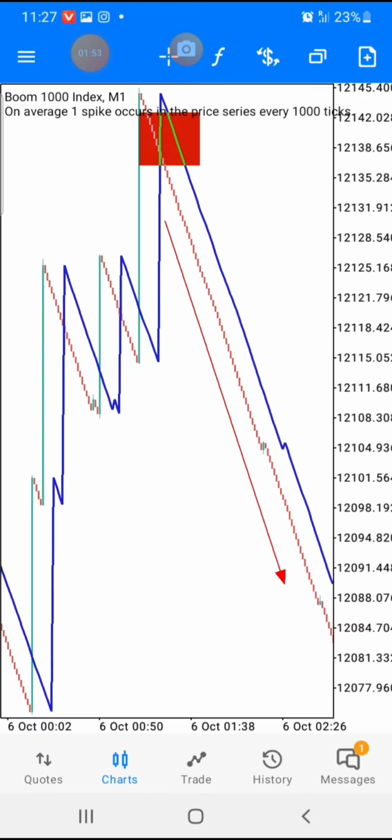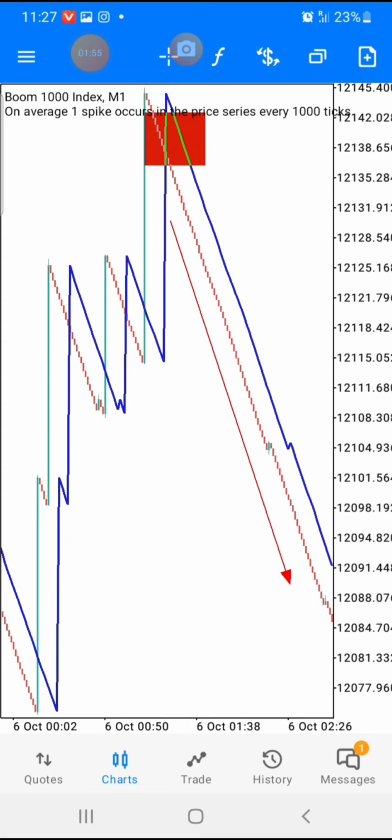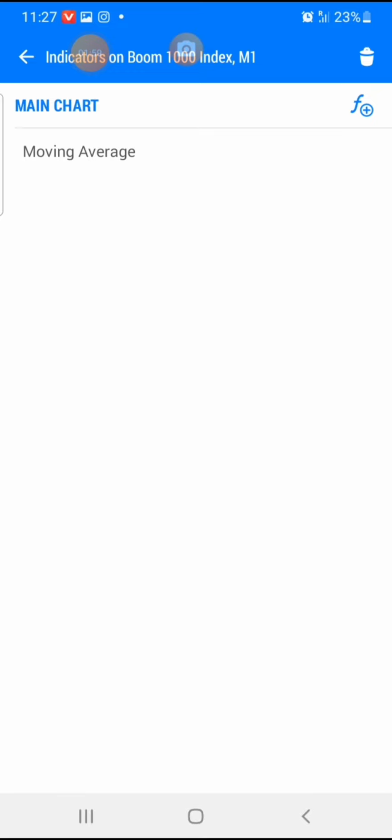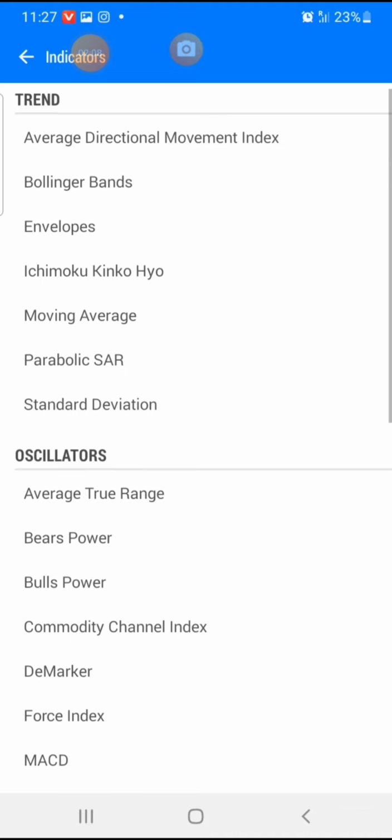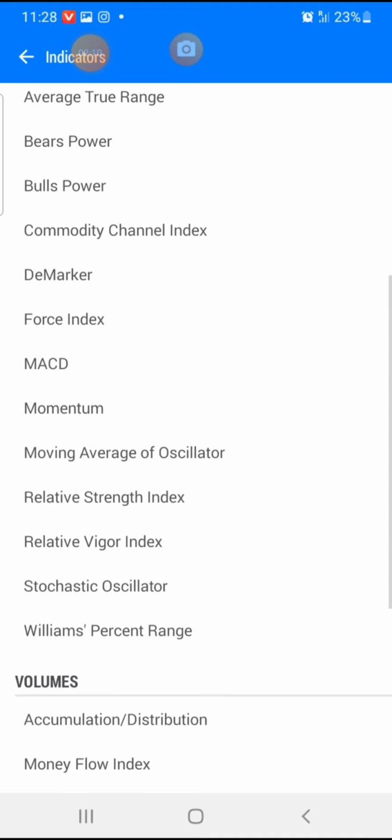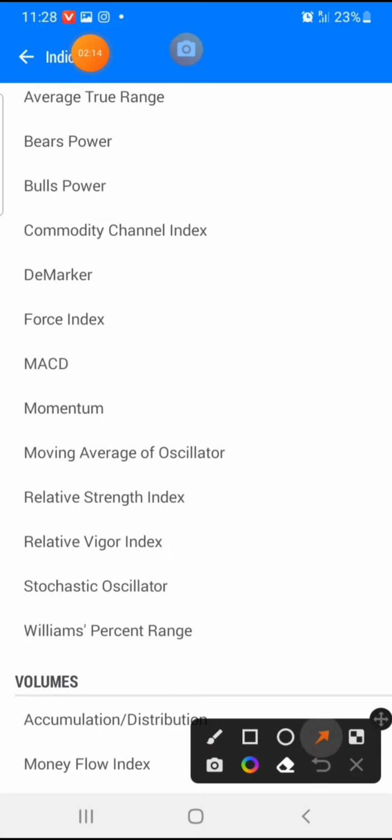So if you go back on our chart, we now have this line, this blue line, which is our moving average. Then we're gonna come back now. Then we go again to the F icon. Then we click it. Once we click it, we go again to this one, relative strength index. This one, we click it.